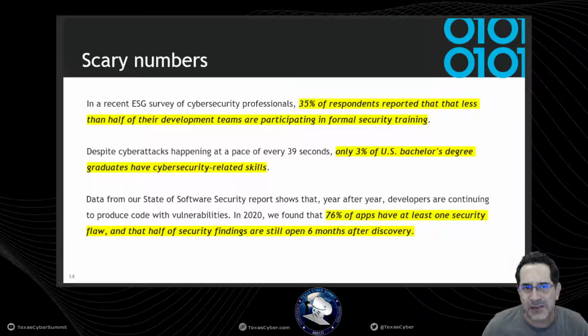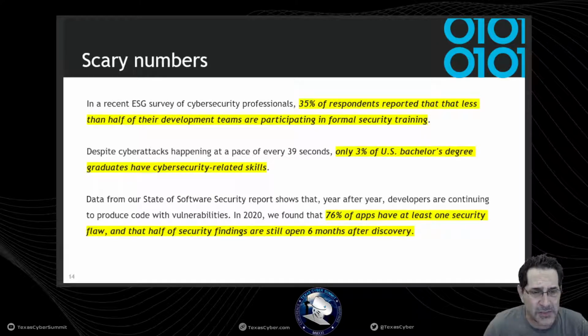So that means that there's a boatload of development teams that just really have no concept of what modern security practices are. And it's not to say that they may not be writing secure code. Thankfully, a lot of the managed runtimes nowadays help with certain things in terms of security, but it doesn't cover everything. And then also, only 3% of US bachelor's degree graduates have cybersecurity related skills. So not only are the folks in corporate America not getting the training that they need to actually learn security, but they're not being taught in the schools, and that's a scary proposition.